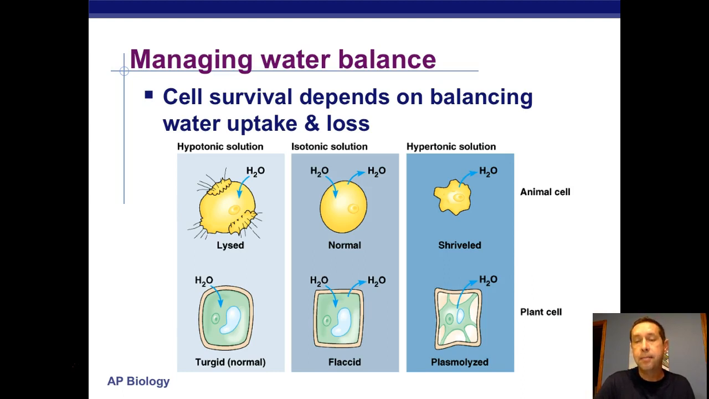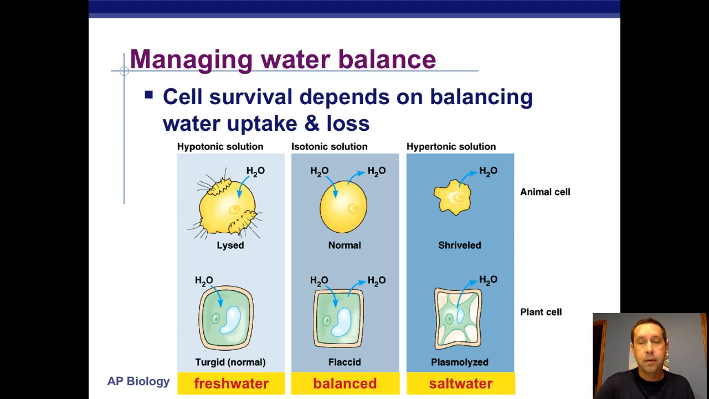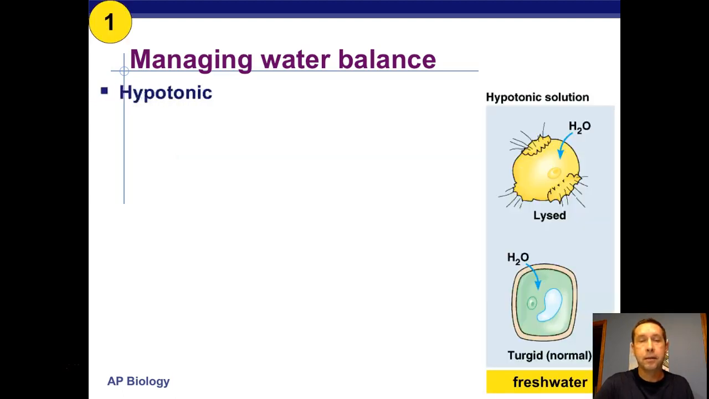And then a plant cell will go through plasmolysis, where the cell will kind of pull away from the cell wall as water leaves the cell. So again, here are a couple examples of where those things might happen to living things.